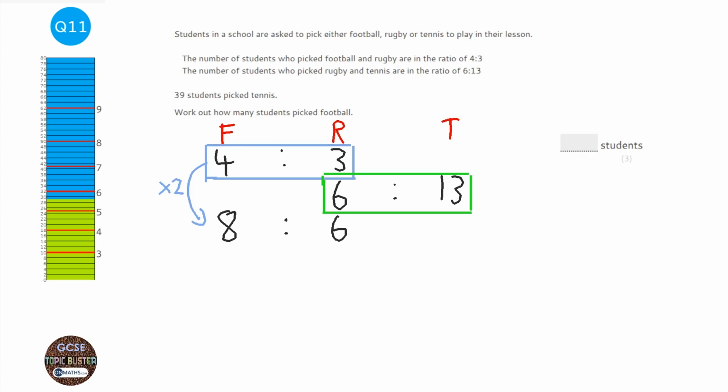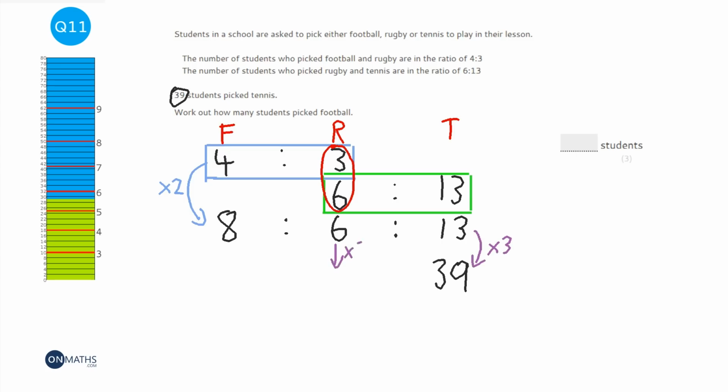So what I can then do, because it's the same parts of rugby, is say that it's 13 parts tennis. Okay, so all I'm interested in here is matching these two up to make these both the same. So I times the one in blue by 2 and it made it exactly the same. Now it says that 39 students picked tennis, so I need to find some way of getting the tennis to be 39. Well, that's going to be just simply timesing it by 3. And if I times that one by 3, I've got to times this one by 3, and I've got to times this one by 3.